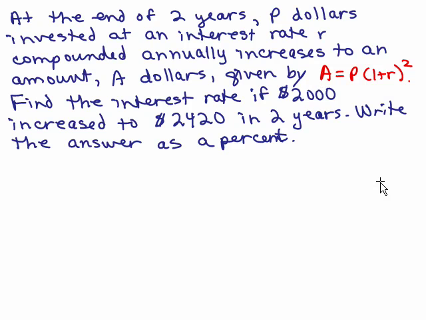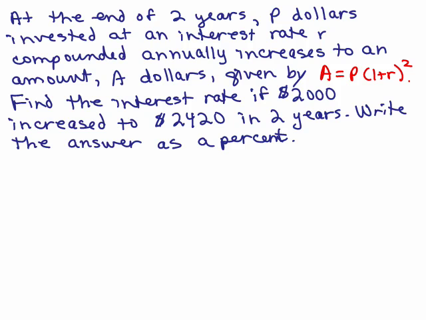Okay, so here's the problem. Find the interest rate if $2,000 increased to $2,420 in 2 years. Write the answer as a percent. So we're given that this is the formula after 2 years. And by the way, yes, this is a mouthful. This is one of those problems that you think, what? So basically you have to read it a few times, but this is a real life formula that can be used.